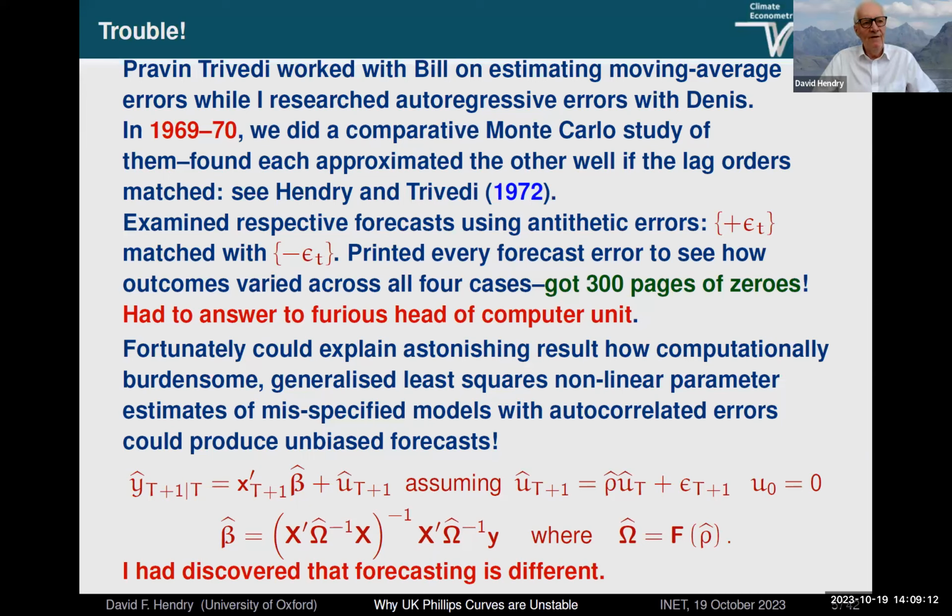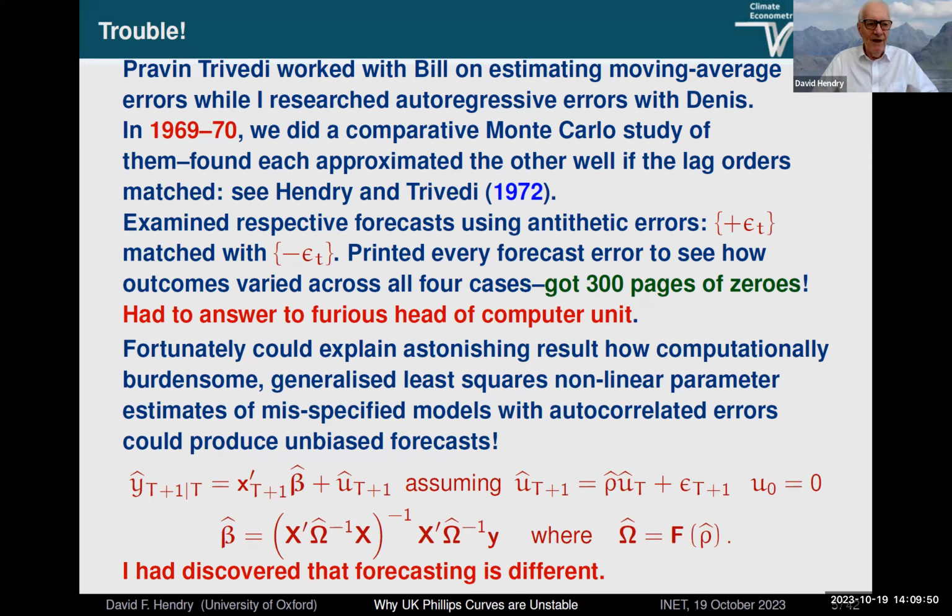We then decided to try forecasting, and we examined respective forecasts using antithetic variates, something I mentioned to Jeremy last week in his talk. So you got the error vector that you fed into the simulation, ran it and saw what the forecasts are. Then you replace that error vector with every term being the negative of the previous one, ran it again and averaged. We printed out every forecast error to see how the outcomes varied across all four cases, which of course were mainly misspecified. And we got 300 pages of zero. And we had to answer to a furious head of the computer unit.